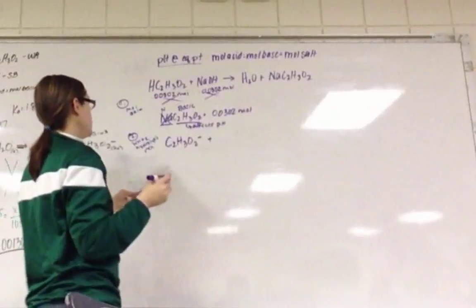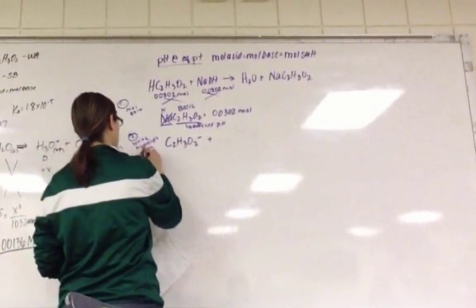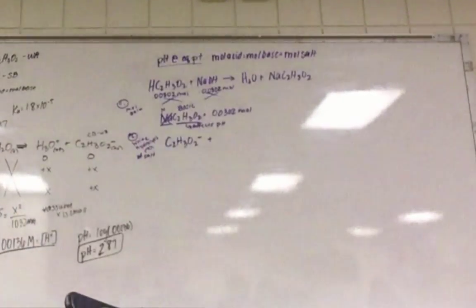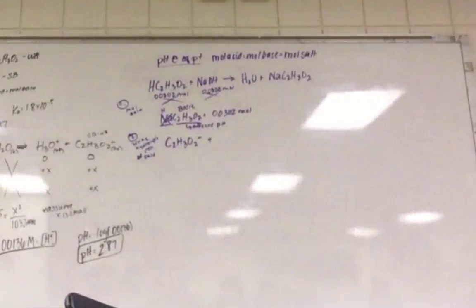But all you're going to do is write the hydrolysis reaction of the salt, the portion of the salt that is affecting pH. What is not neutral? That's what you're going to be writing.